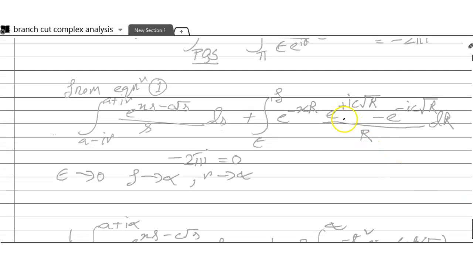So friends, I hope I can clear, because this portion, if we divide by 2i and multiply with 2i, whatever we get, this portion is sine of c root r, because sine theta is equal to e to the power i theta minus e to the power minus i theta divided by 2i. So I hope I can clear, friends, in a very simple way. Thanks for watching.